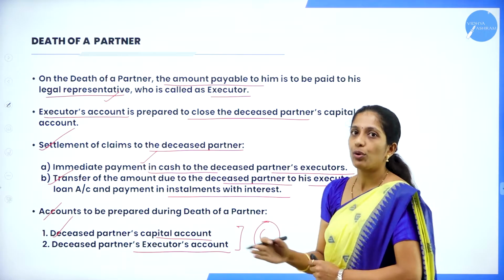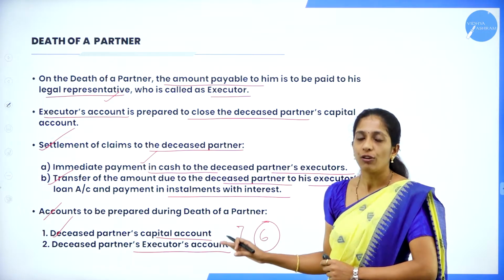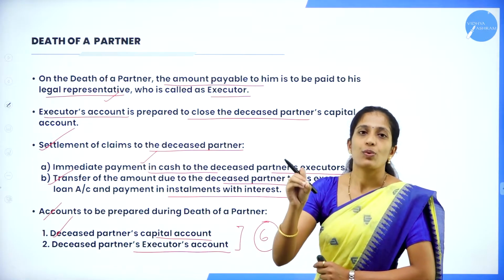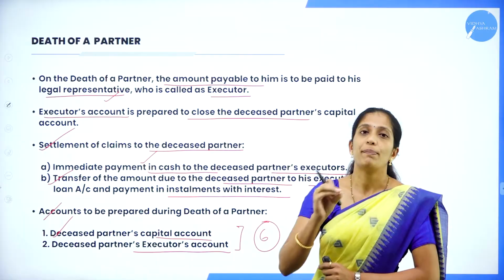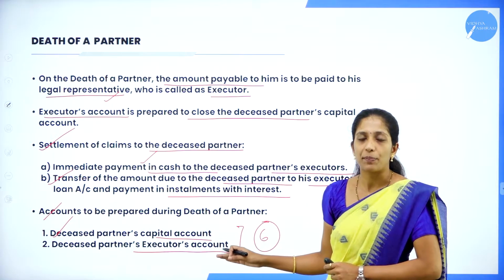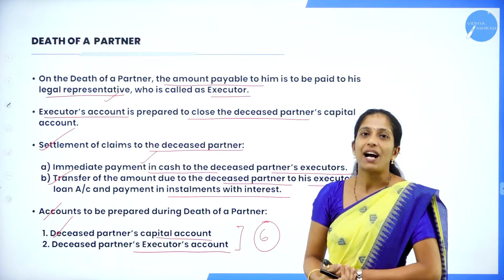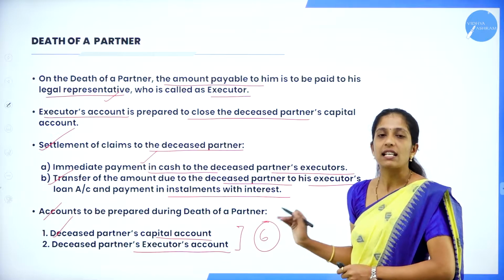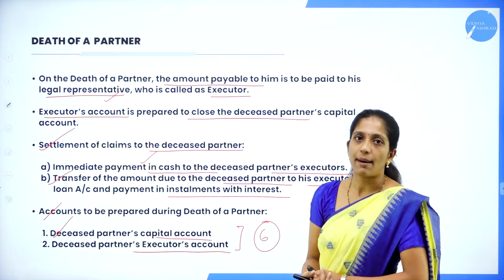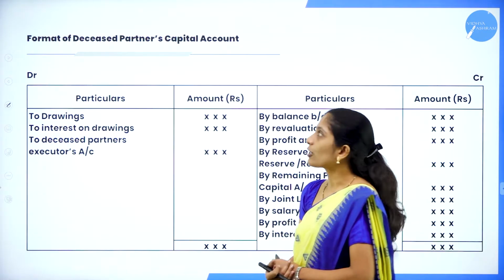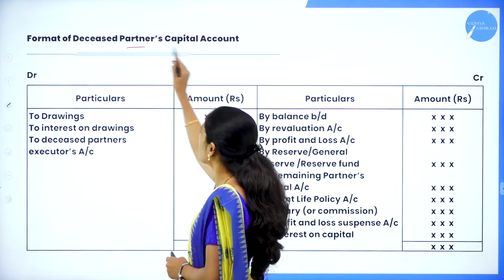It is very easy, the only thing is that you have to know the format of this. All the remaining aspects, or all the adjustments, will be given in the question. So you have to prepare the deceased partner's capital account or the deceased partner's executor's account. As I told you, it is a very important 6 marks question from the examination point of view. Now we shall see the format of the deceased partner's capital account.